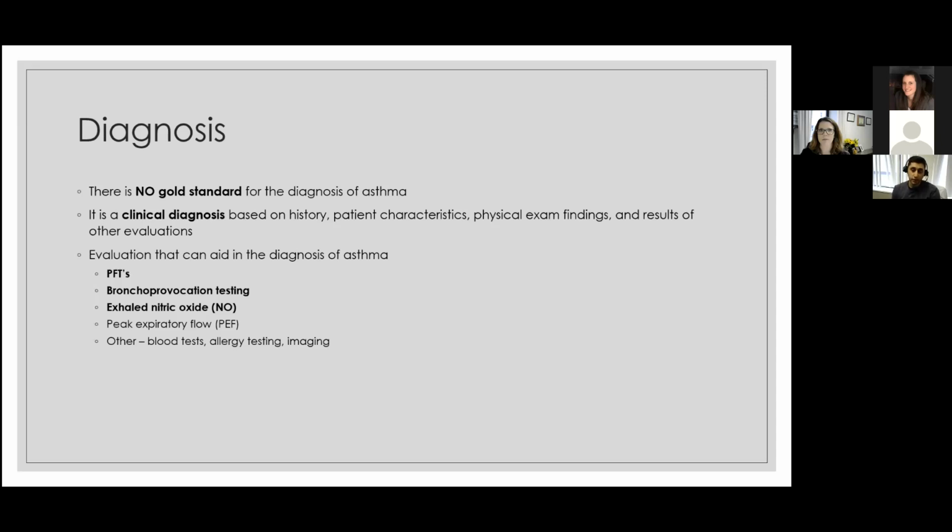Things that can help you in diagnosing asthma: PFTs, bronchoprovocation testing, exhaled nitric oxide. Peak expiratory flow, we don't really use much for diagnosing asthma. We tend to use it more for monitoring patients, and we can use it to assess how they respond to treatment. And then we use other tests. We can use lab testing, we can do allergy testing, and then imaging sometimes can play a role.